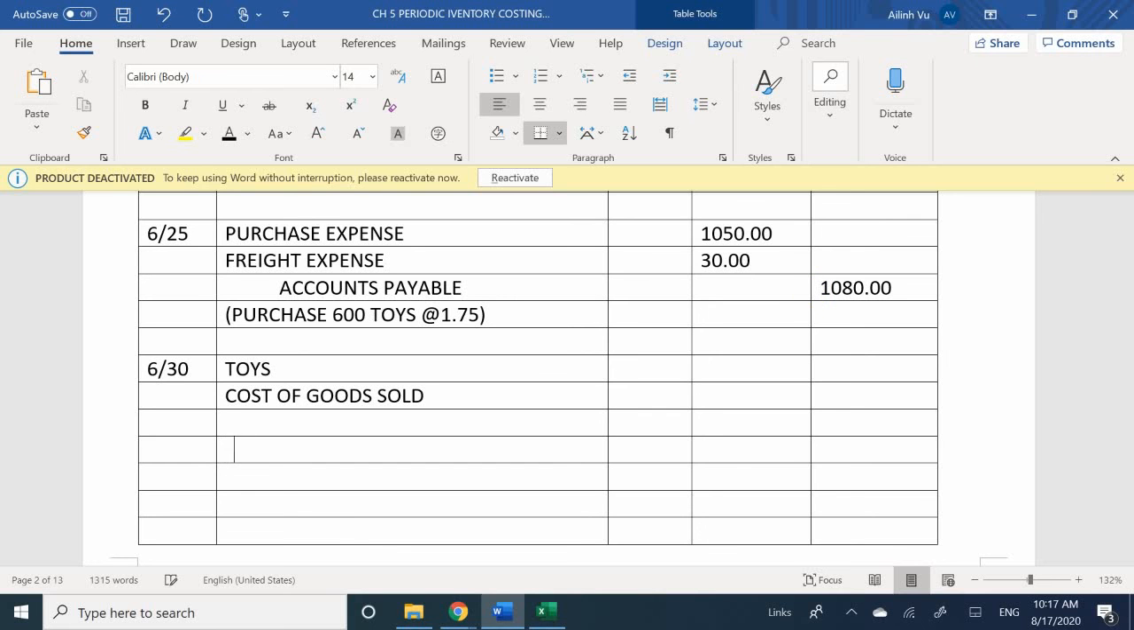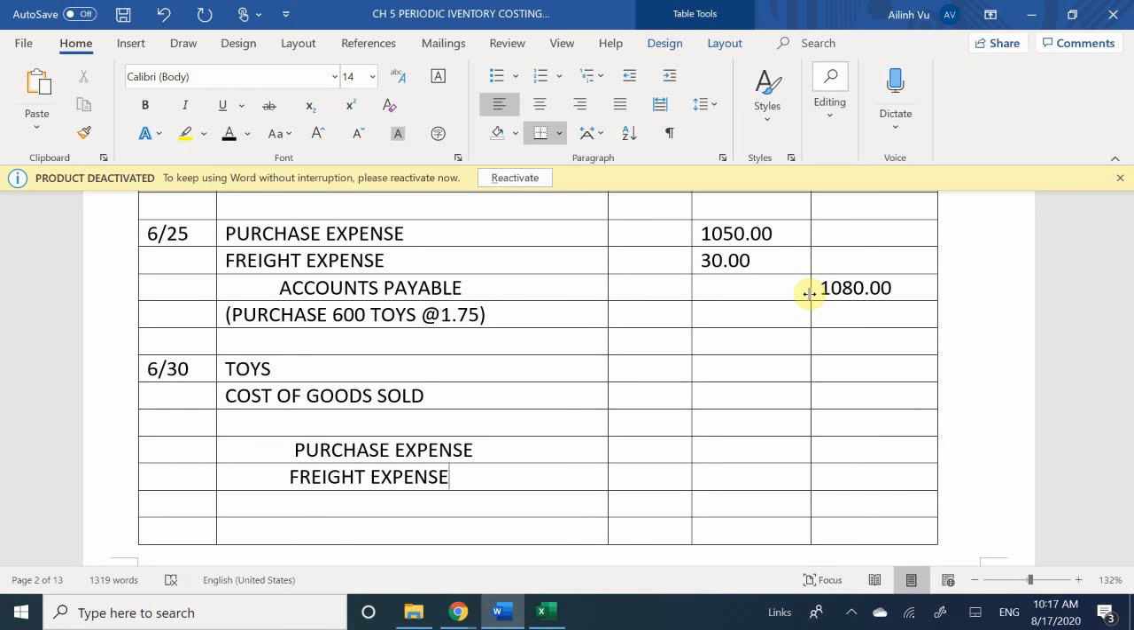Purchase expense, freight expense, and toys. Did we have beginning inventory? No, we didn't have any, so you don't need to include it.